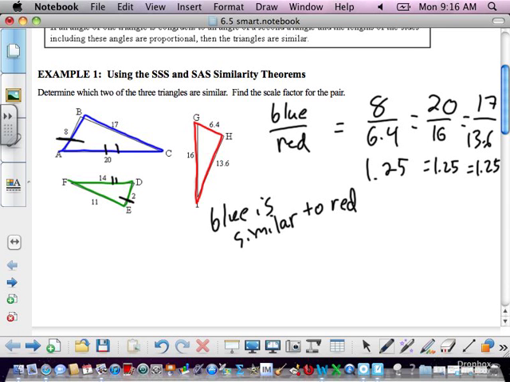But now I have to figure out what the scale factor is. Which one of these would be easiest to figure out the scale factor? Which one doesn't have a fraction? 20 over 16. So let's reduce 20 over 16. What's the biggest number that goes into both of those? 4. 4 goes into 20 how many times? 4 goes into 16 how many times? 4. So 5/4 is my scale factor. Should we do another one, or are you guys good? Okay, let's do one more.